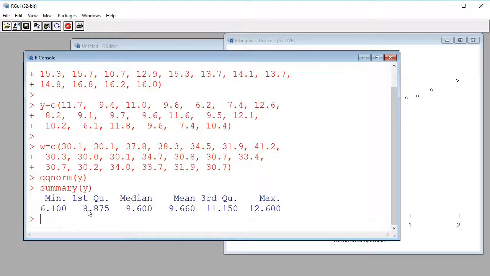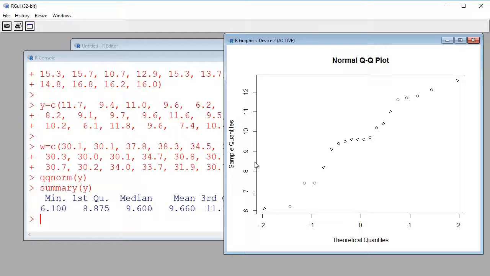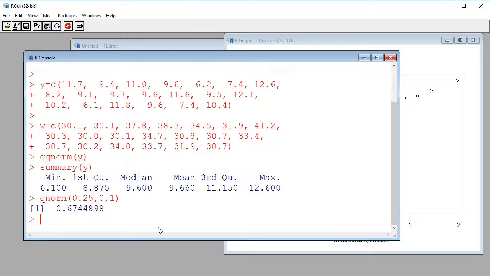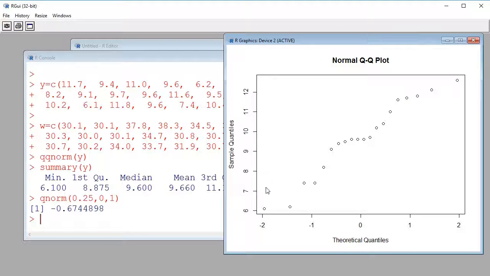Okay, and then if we look at the first quartile, which represents about 25% of the data, this is around 8.9. So at around 8.9, we should have a correspondence with the first quartile for a standard normal distribution. So what is that? If I do qnorm and I want to get the 25th percentile, I use 0.25, mean is 0, standard deviation of 1, I see minus 0.67. So the 8.9 should correspond to around minus 0.67. We see it corresponds well, and so on. Okay, so this is how the plot is built.